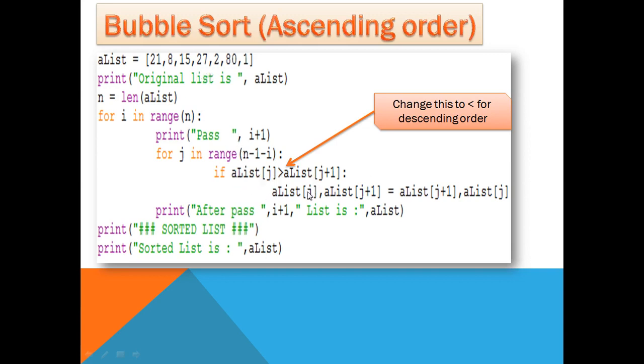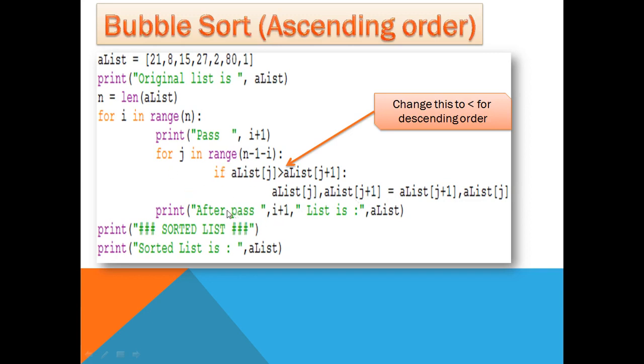If they are not in proper order, exchanging will be done. This is the exchange logic: X comma Y equal to Y comma X. Adjacent elements are exchanged. J plus 1 will come in J, and J will come in J plus 1.